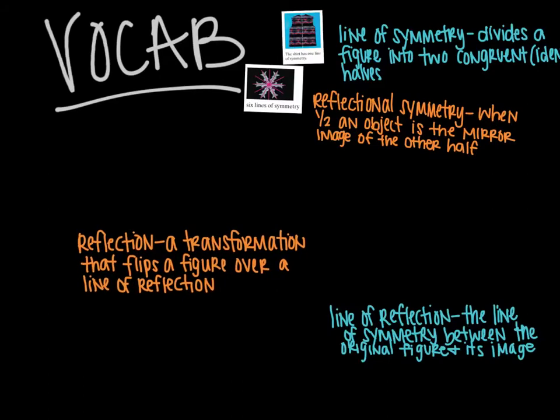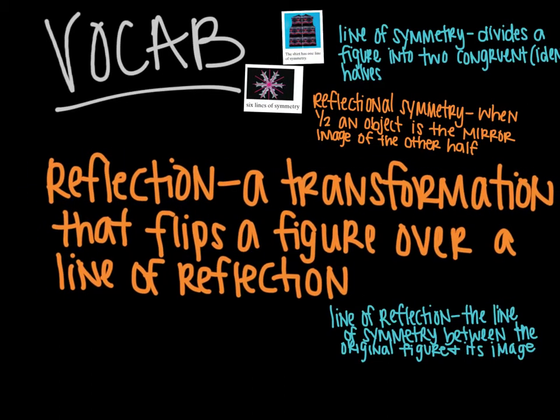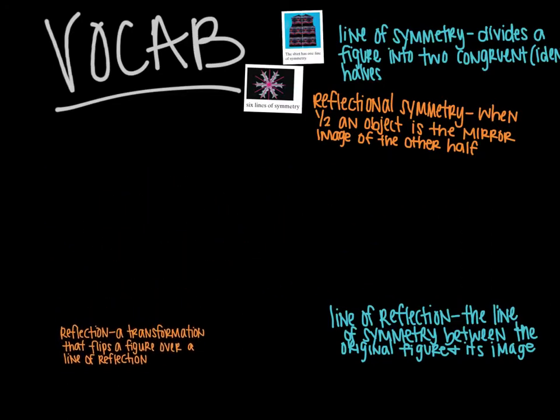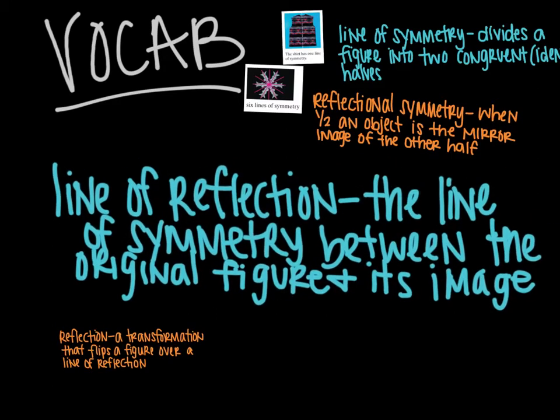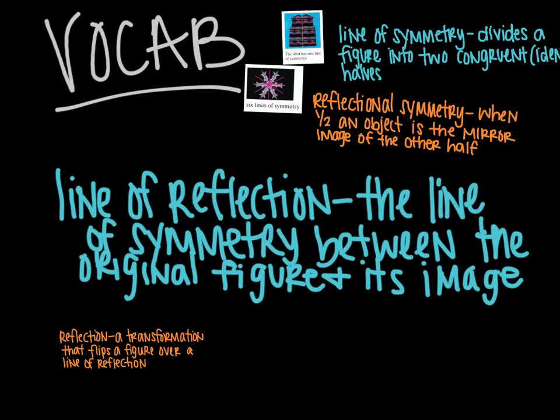And then a reflection, which is the most important thing that we're going to be talking about today, is a type of transformation that flips a figure over a line of reflection. So when you're little, you maybe heard of the word flips to describe a reflection. Reflection is the big word. And then a line of reflection is the line of symmetry between the original figure and its image. And we will be talking a little bit about that in just a second.